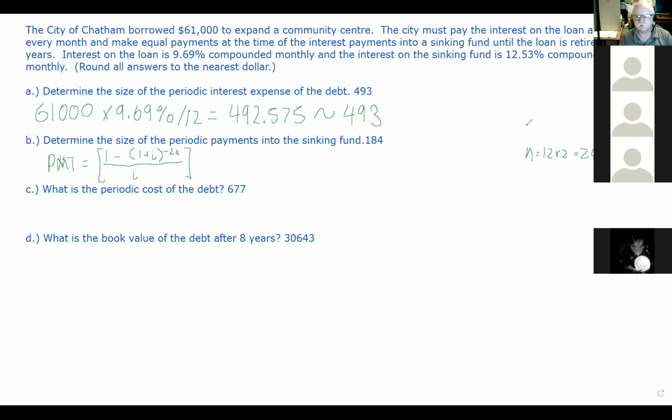What's I here? The interest on the sinking fund is 12.53% divided by 12.